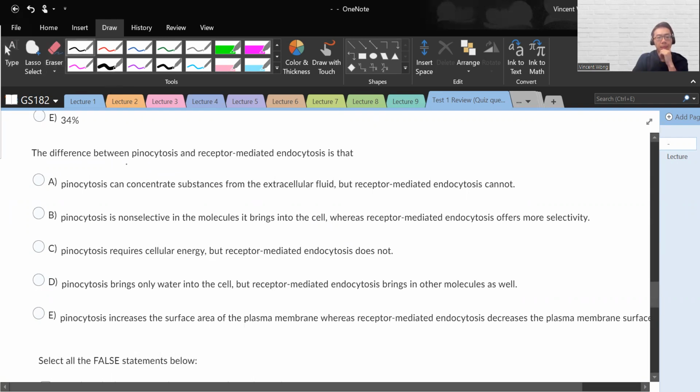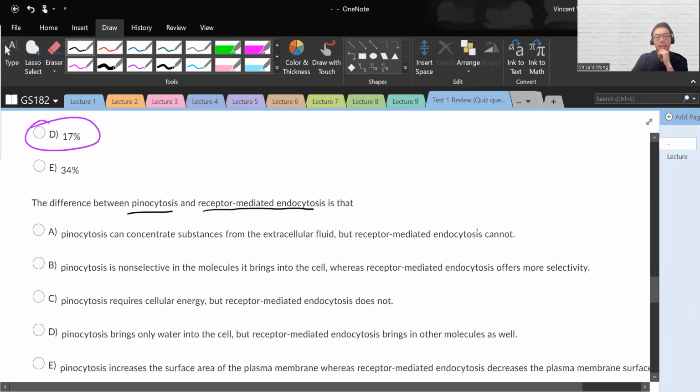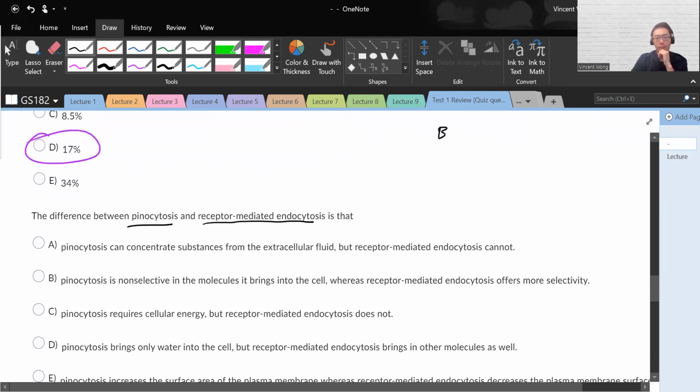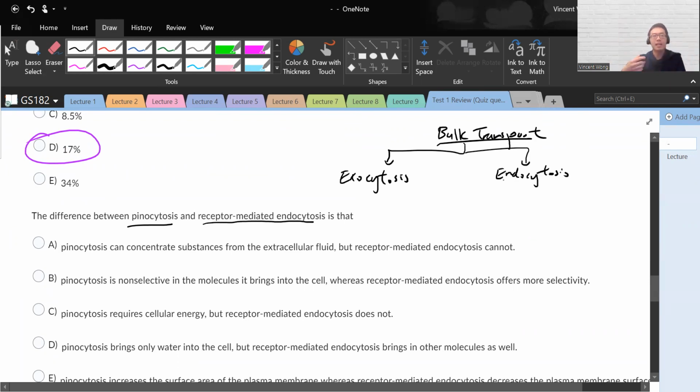The difference between pinocytosis and receptor-mediated endocytosis is that, for those of you who forgot, bulk transport, which is a type of active transport, requires ATP. It transports things against the concentration gradient. There are different kinds of bulk transport, right? We have exocytosis, that's sending things out of the cell. And then we have endocytosis, that's bringing things into the cell.